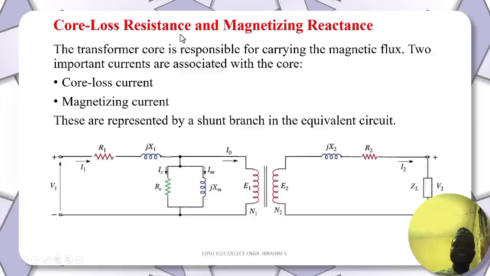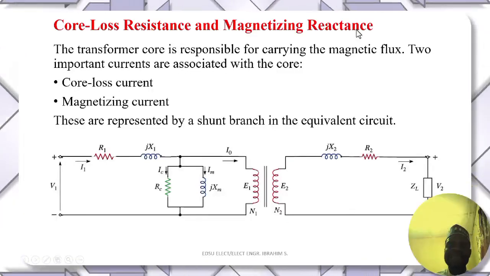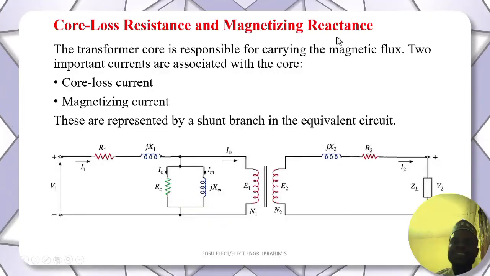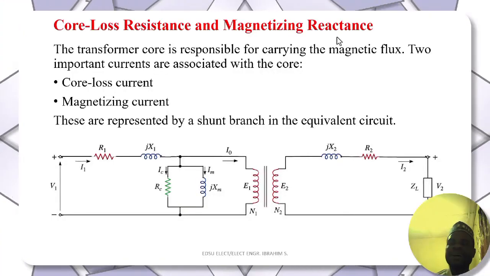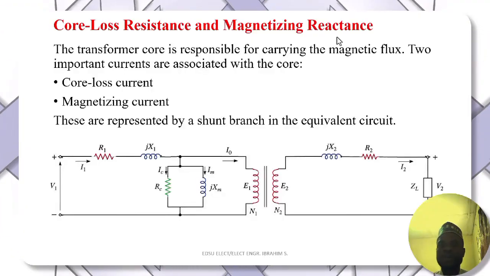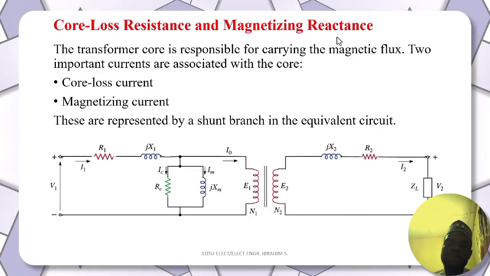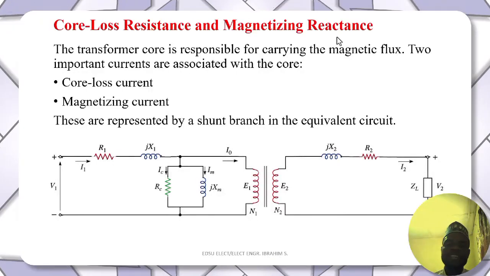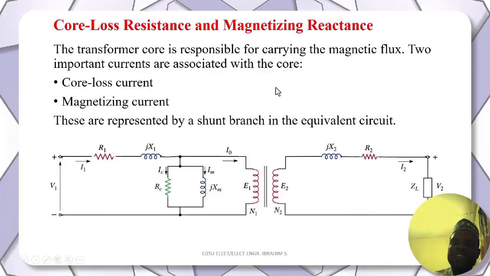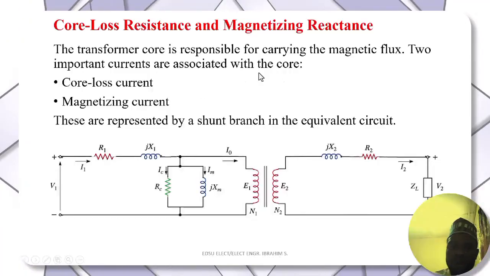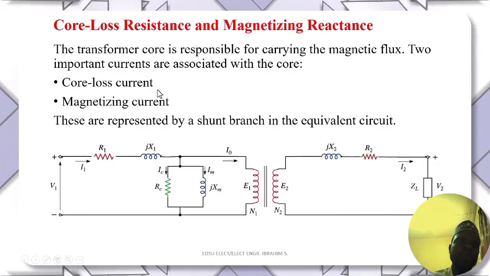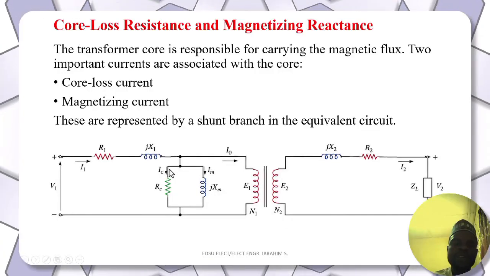Now the core loss resistance and the magnetizing reactance. The transformer core is responsible for carrying the magnetic flux. Two important currents are associated with the core. We have already explained what the core is, right? We said the core is the part that the magnetic flux tends to pass through. Then this core is associated with two things: the core loss current and the magnetizing current.